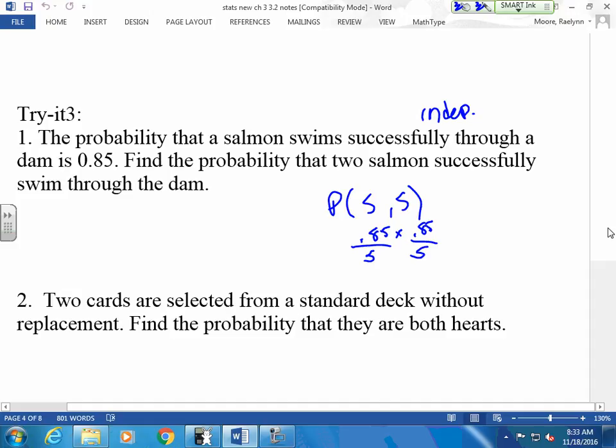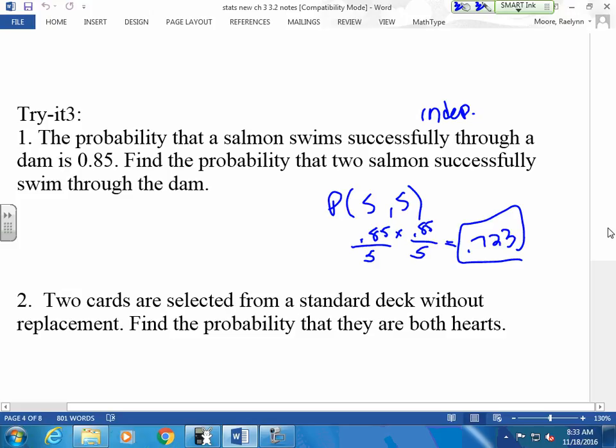So we multiply them, and we get 0.723. Okay, so the probability that the two of them come through is 0.723. The reason that it doesn't say 0.85 is because your chances change a little bit with expecting 2 to be successful.